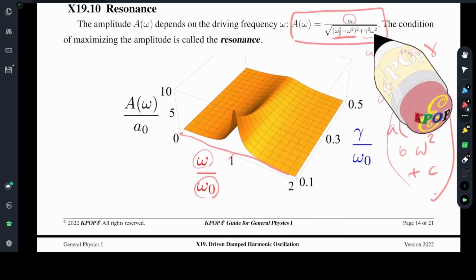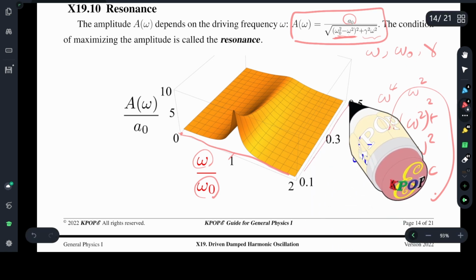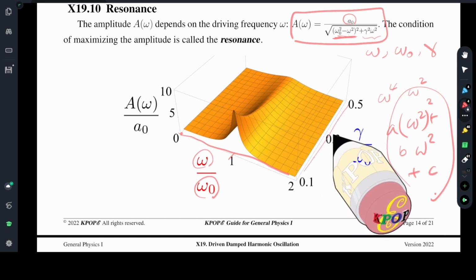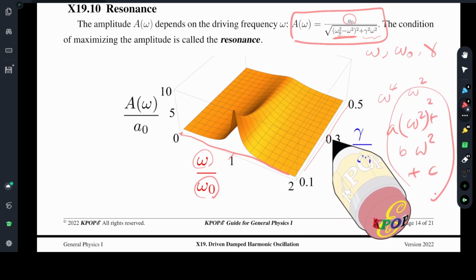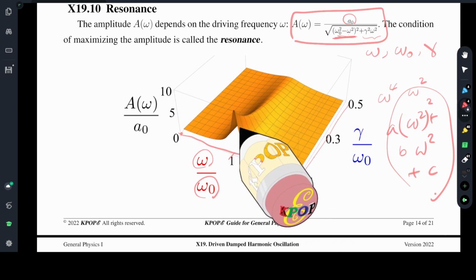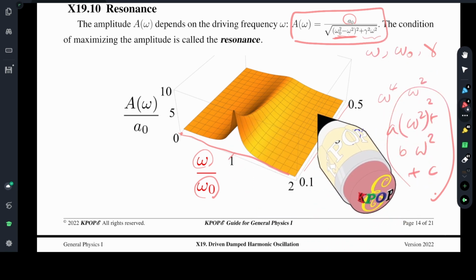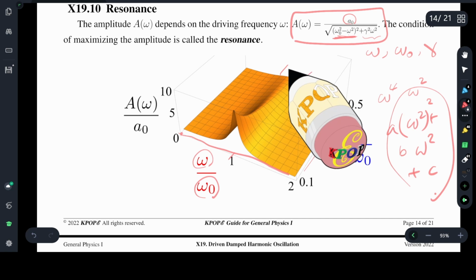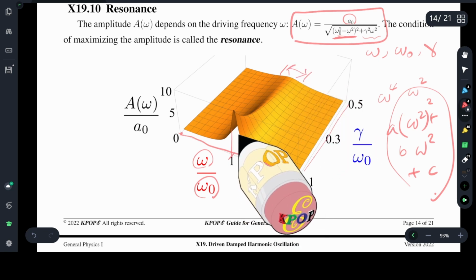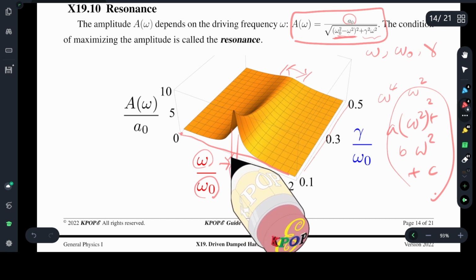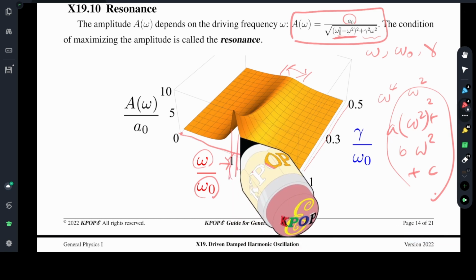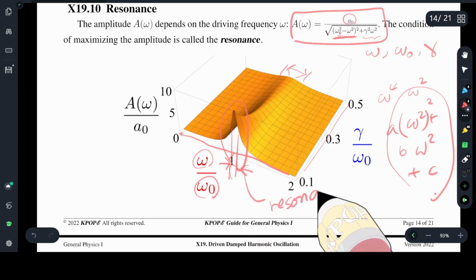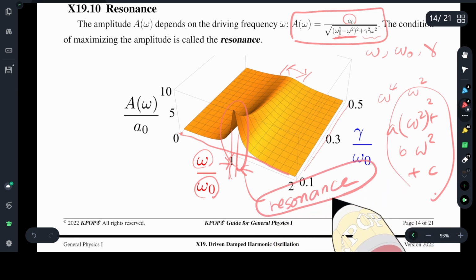In addition, this side shows the dependence on gamma. When gamma is decreasing, the peak becomes sharper. And when gamma increases, the width of the peak becomes broader. It is narrow, so a narrow and high peak. This region is called resonance.